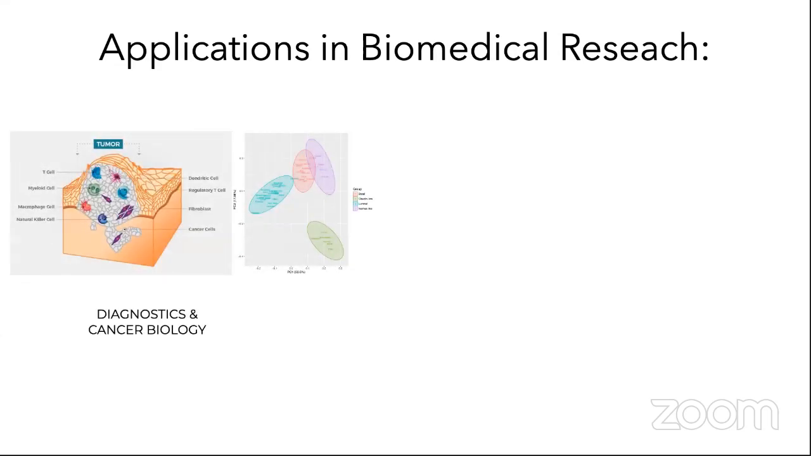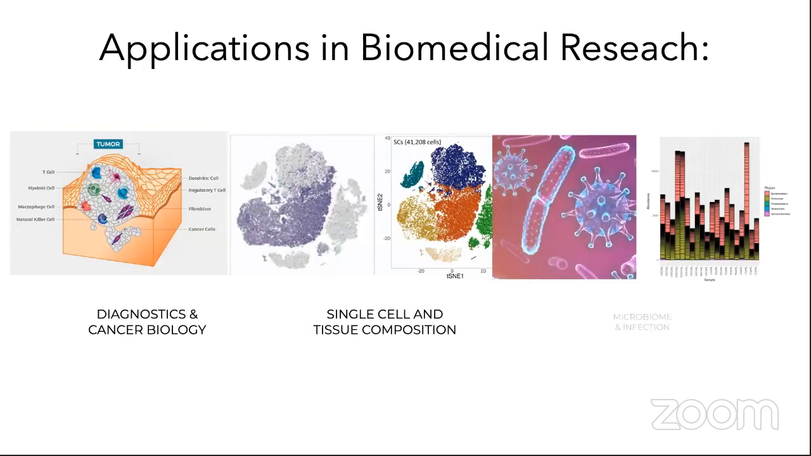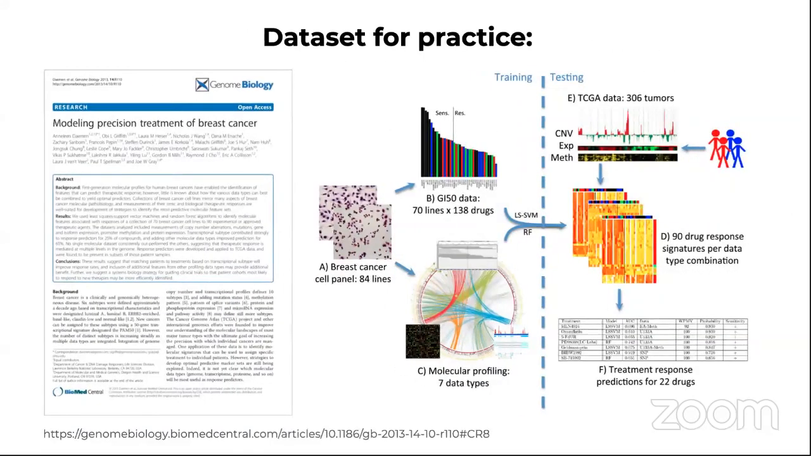For example, we'll look at diagnostics and cancer biology. We will talk about tissue and single cell sequencing. We will also talk about metagenomics and infection caused by different types of pathogens. Where do these projects and data sets come from? We actually take them from publications from top research journals that highlight important aspects of machine learning in application to real data sets and real problems that represent clinical problems.